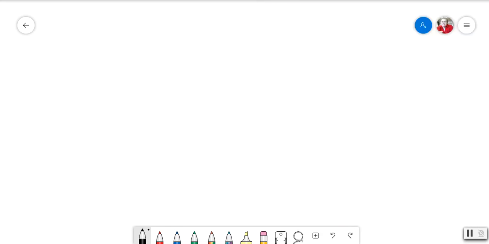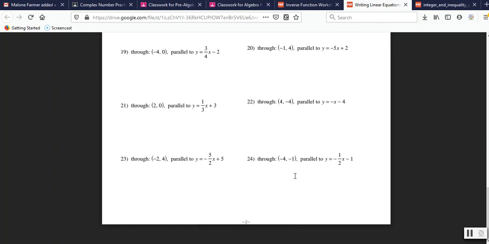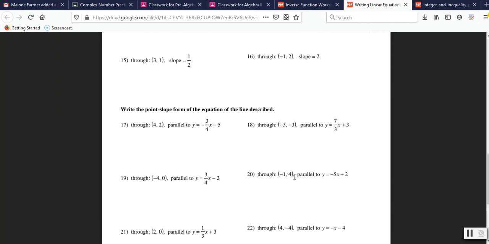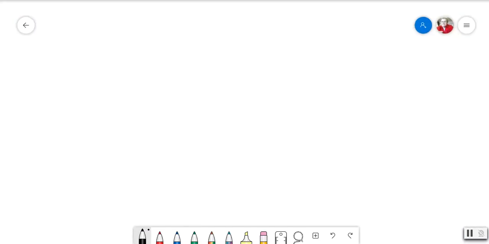See if they've got a perpendicular one. They're all parallel. So that makes it easy for you. Perpendicular, let me do one like that anyway. Suppose they said through 3, 4, perpendicular to y equals negative 1/2 x plus 6.